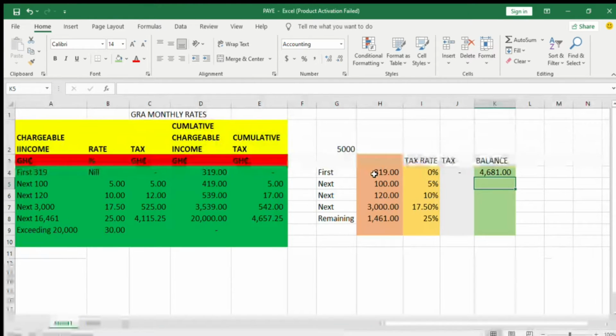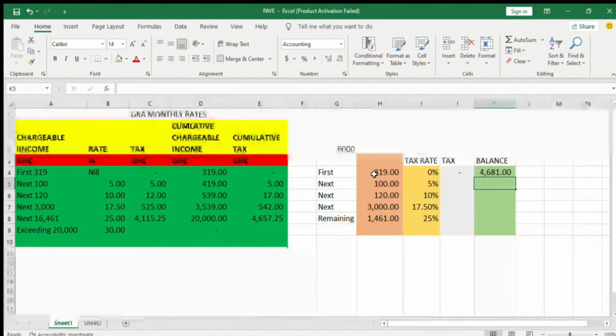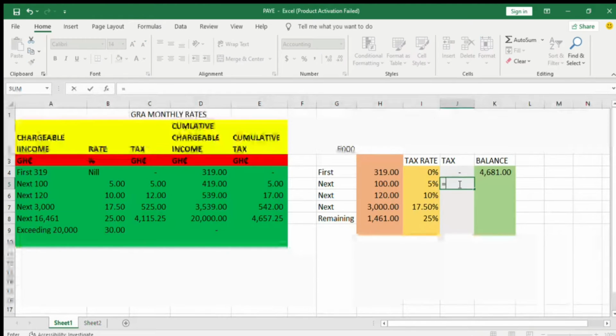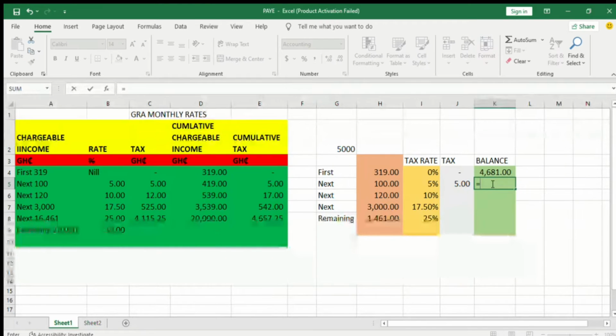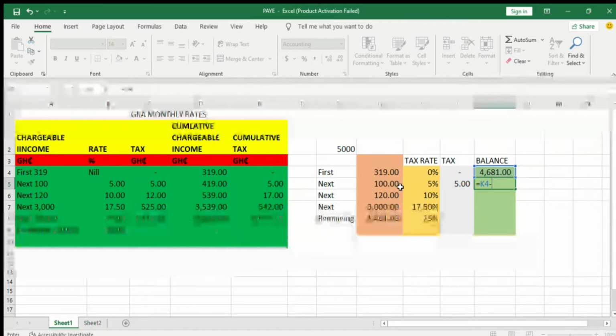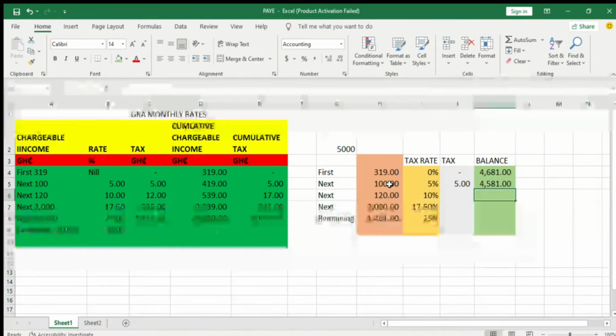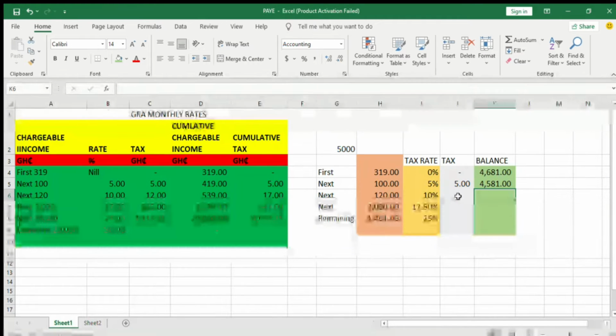Okay, so the next 100 we can take all the 100 Ghana cedis from this figure here. So we will charge all the percentage on the 100 Ghana cedis. That is 5% times the 100 Ghana cedis, and we get 5 Ghana cedis. Then we bring the balance, that is 4681 minus 100. So we move to the next 120 at a rate of 10%. Yes, we can take all the 120 Ghana cedis from the 4581 balance.